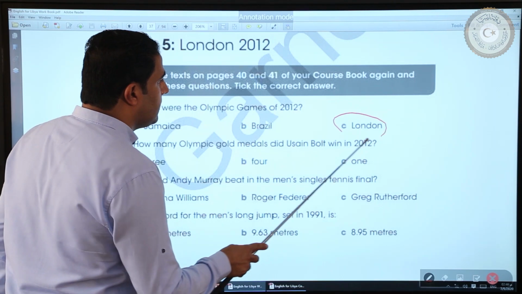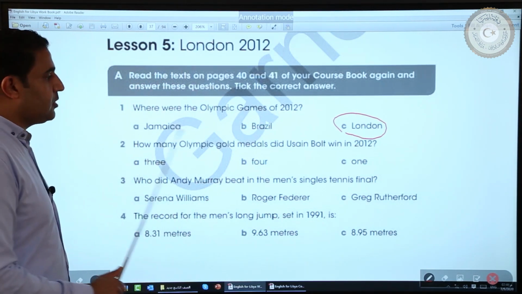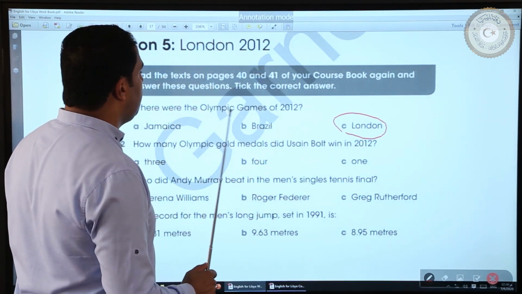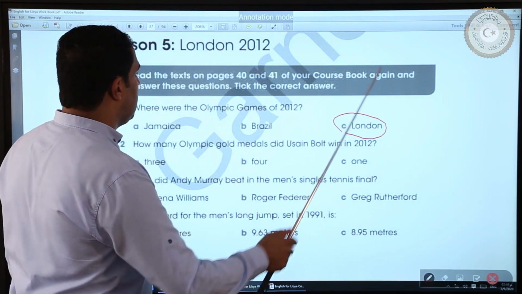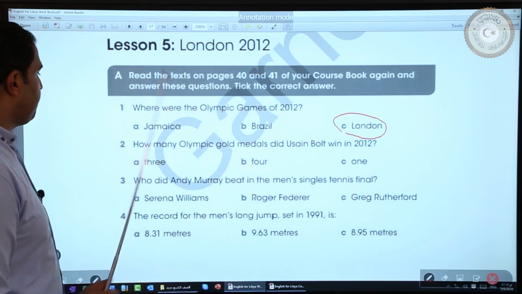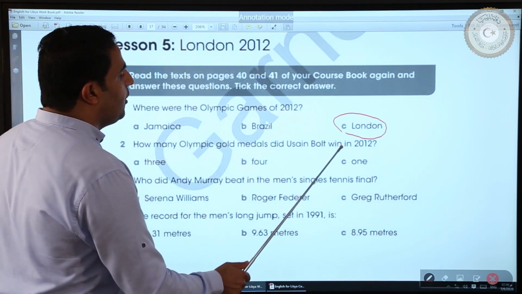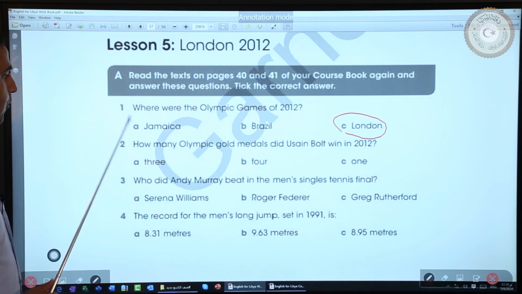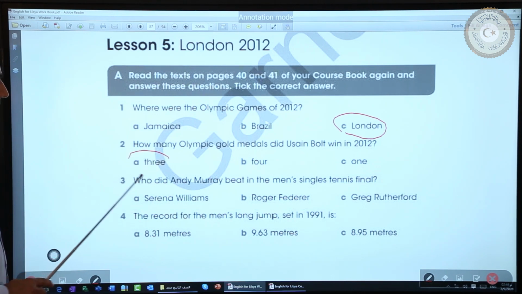London, yes. Sometimes the question can be like this. It could be options, or it could be true or false. It says the Olympic Games in 2012 were in Brazil. True or false? So it's false. It's in London. How many Olympic gold medals did Usain Bolt win in 2012? 3, 4, or 1? 3, of course, yes.